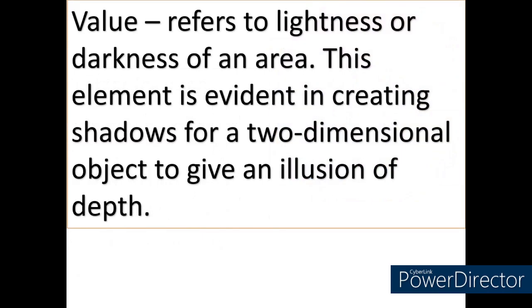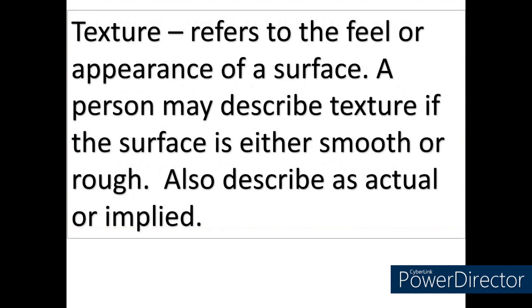As we all know, value refers to the lightness or darkness of an area. This element is evident in creating shadows for two-dimensional objects to give an illusion of depth. Next one is texture. It refers to the feel or appearance of a surface. A texture may be described as smooth or rough, and also as actual or implied.